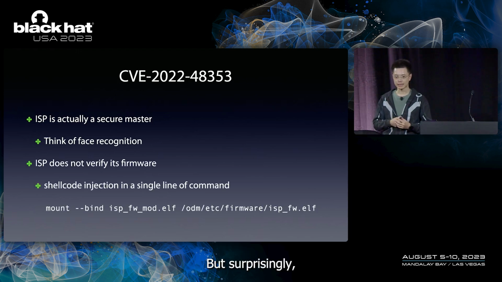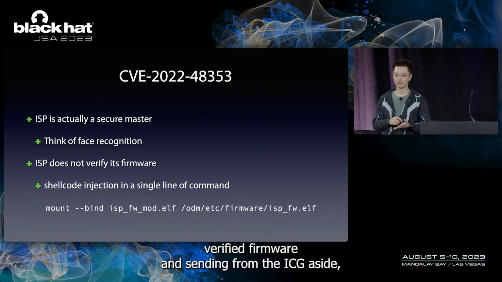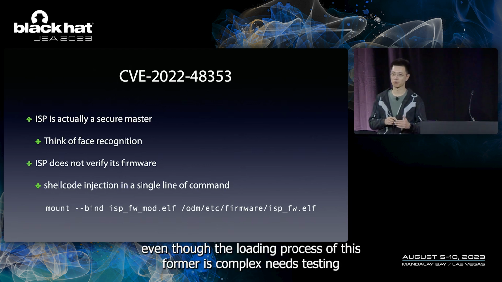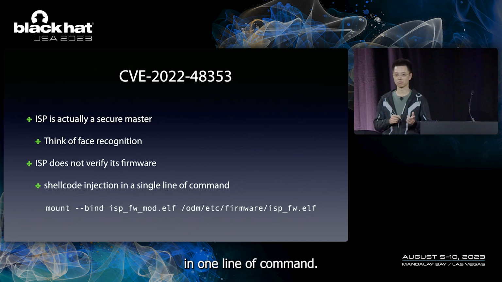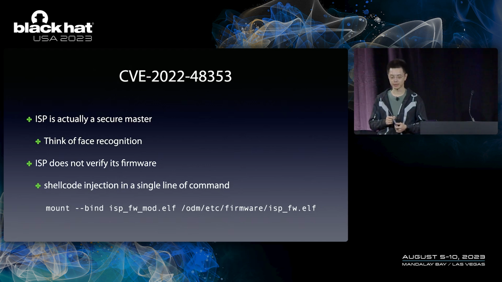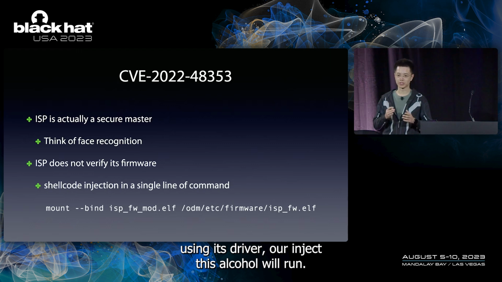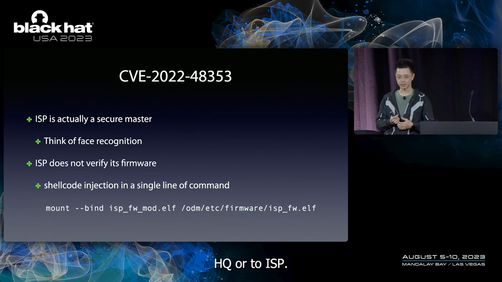But surprisingly, it doesn't seem that the ISP core verifies the firmware sent from the ACPU side. Even though the loading process of this firmware is complex beneath, testing and exploiting this particular vulnerability can be summarized in one line of bash command. And after that, as long as we power on the ISP core using its driver, our injected shellcode will run. And that pivots us from the ACPU to ISP.